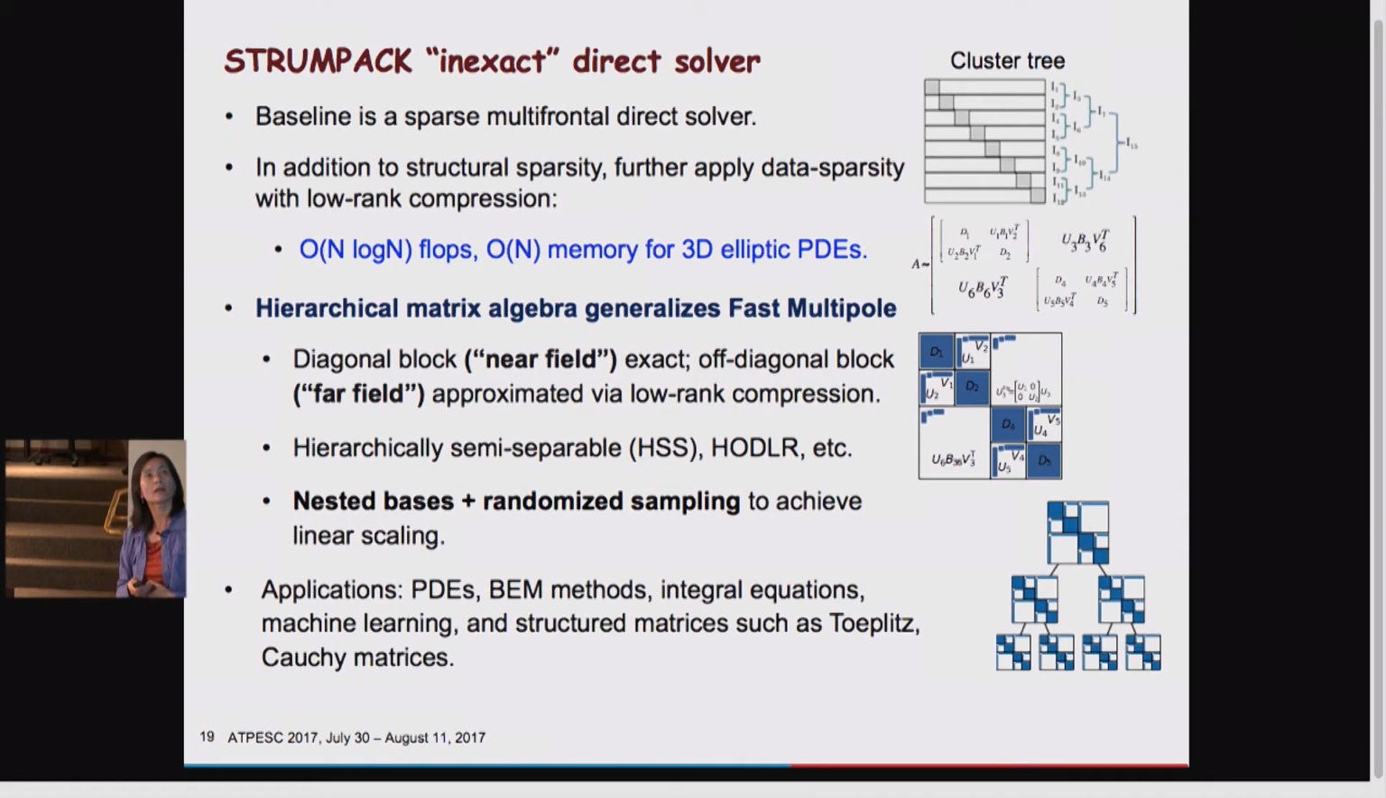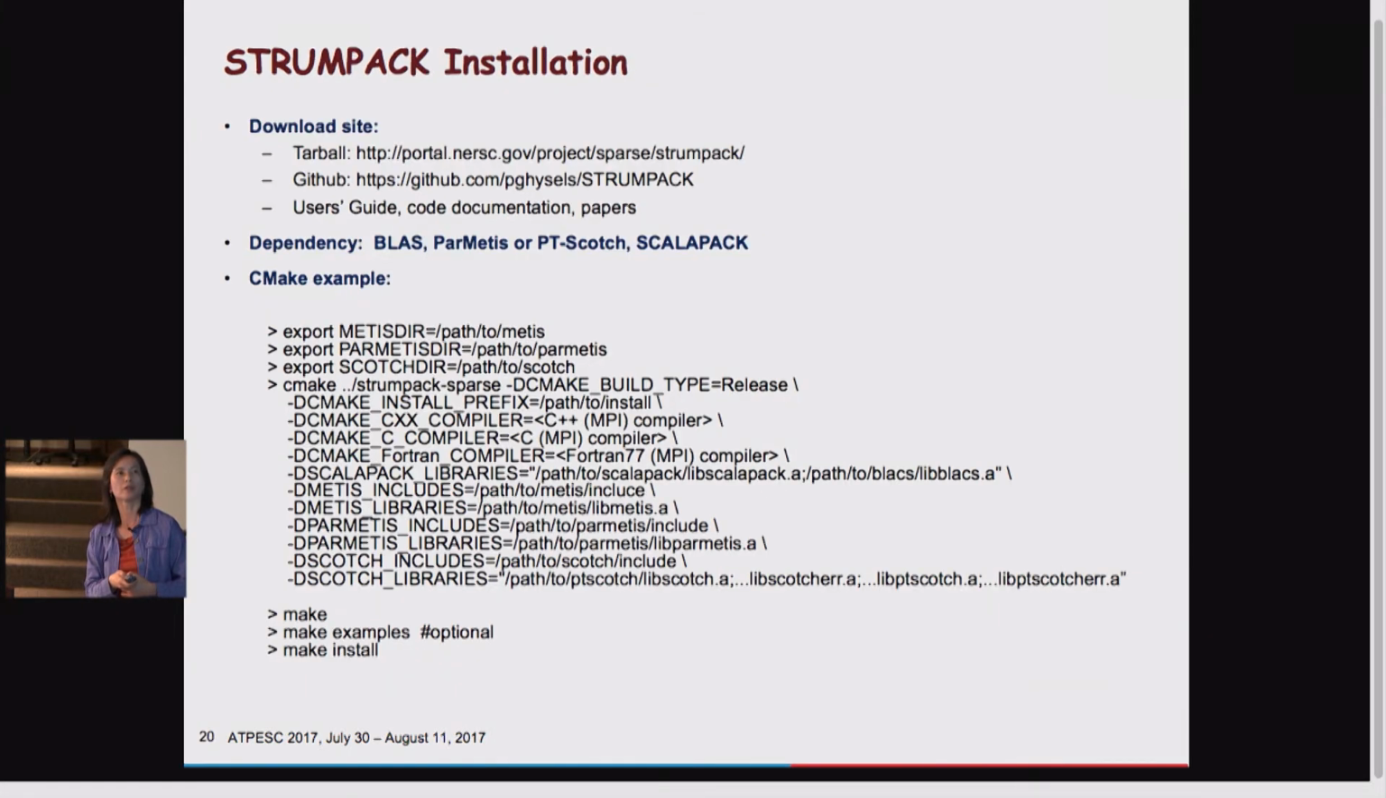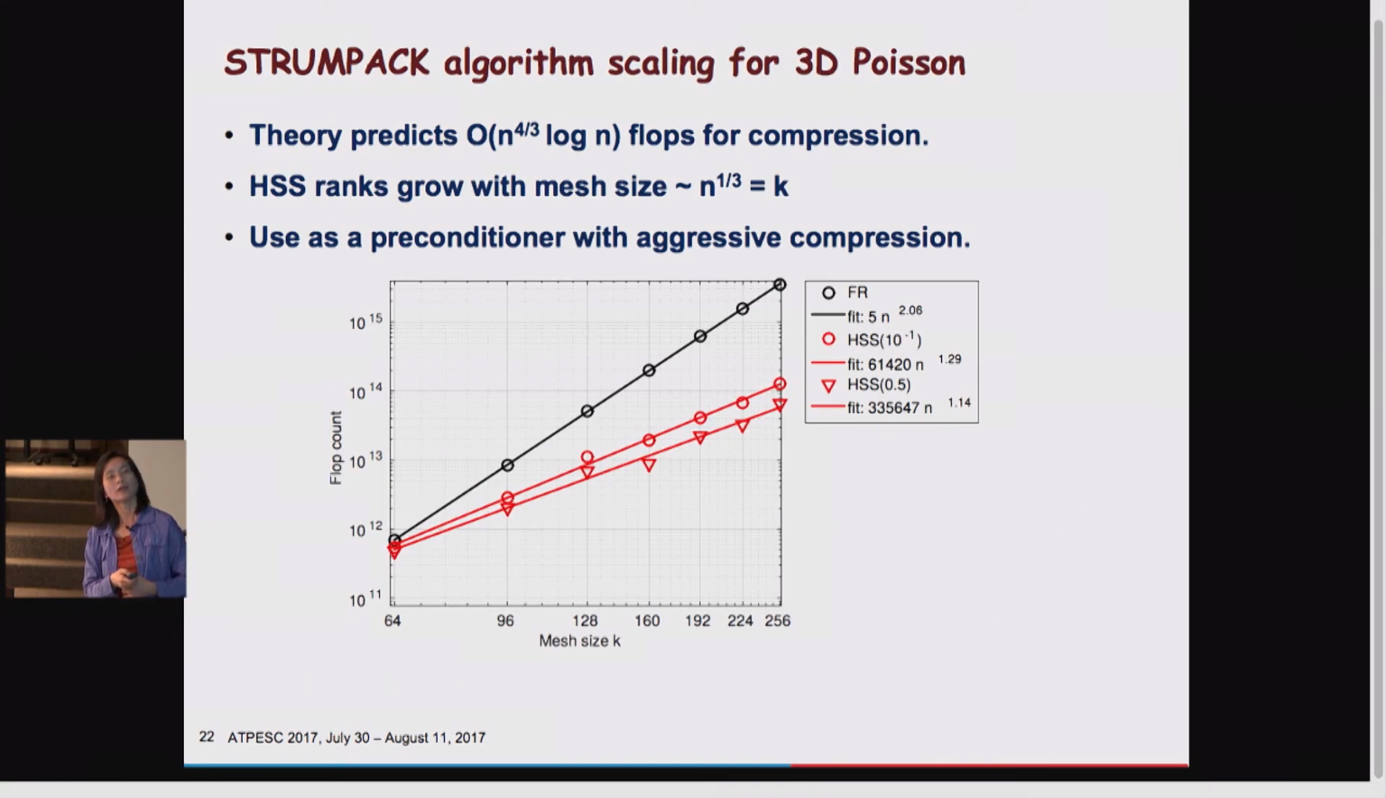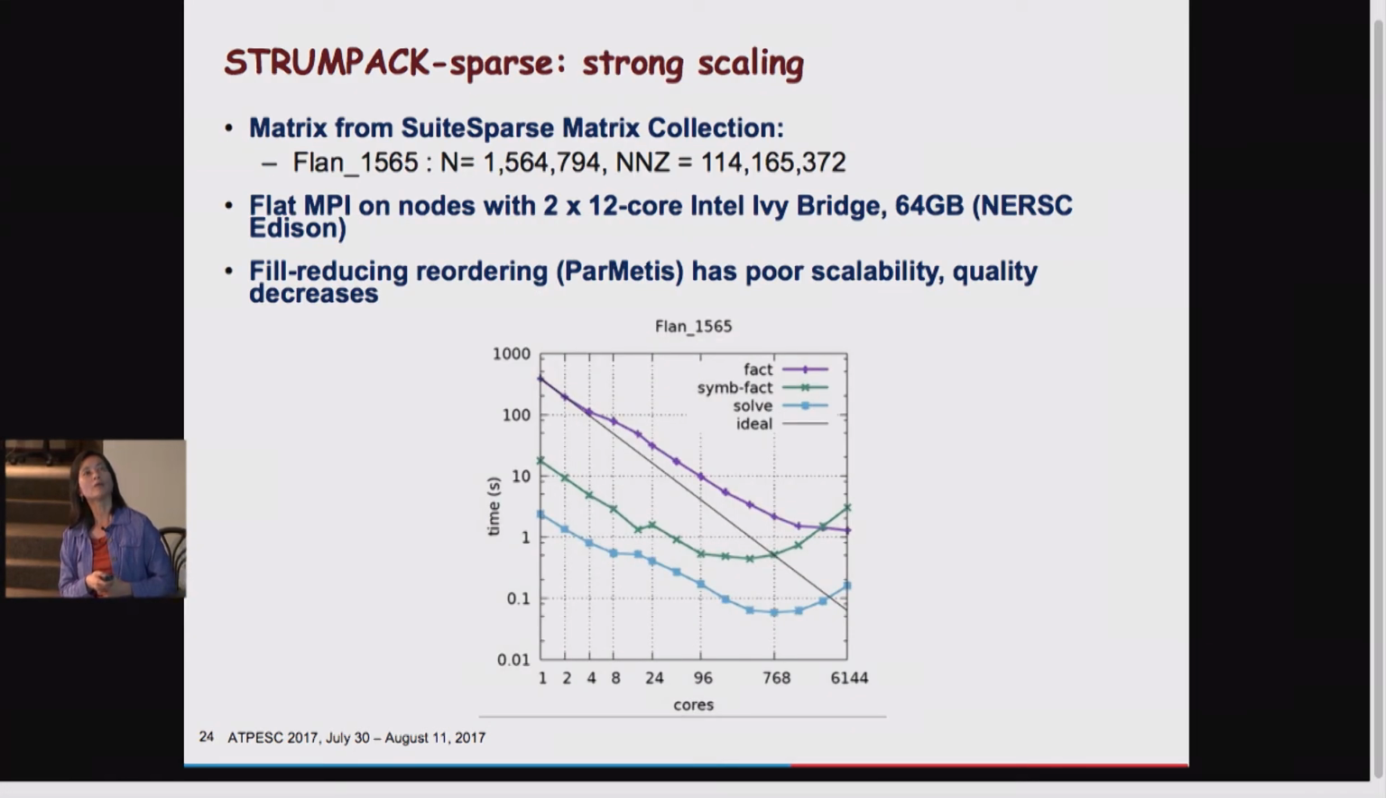So for the STRUMPACK inexact direct solver, the idea is to look at the off-diagonal blocks. The concept comes from the fast multipole idea. For the diagonal blocks, the near field, you do exact. For the off-diagonal blocks, the far field, you do approximate via low-rank compression. So even though this part looks dense, you use this SVD type of compression. That lowers your memory requirement, arithmetic, et cetera. And then you can see that for 3D Poisson, the direct solver is order n squared, but for STRUMPACK, it's roughly quasi-linear, much lower. And then we have good performance numbers here.